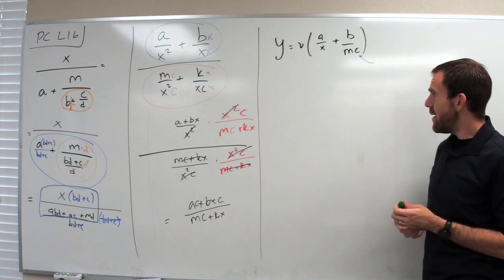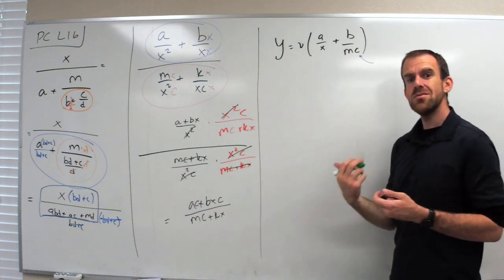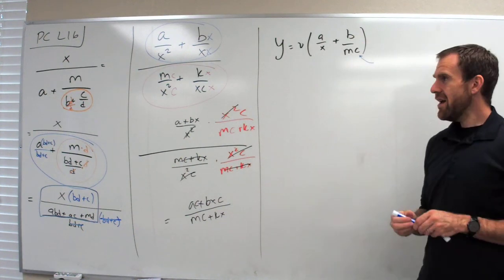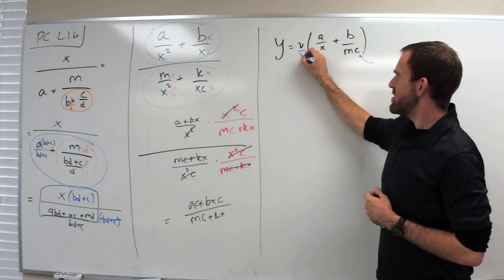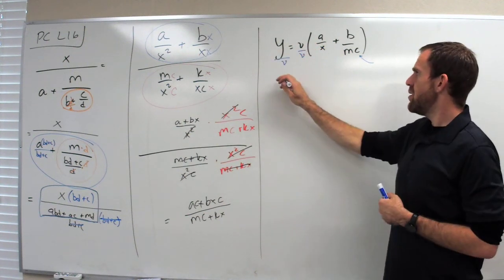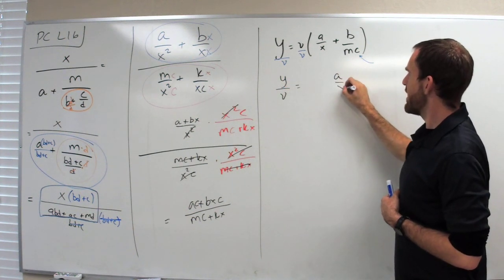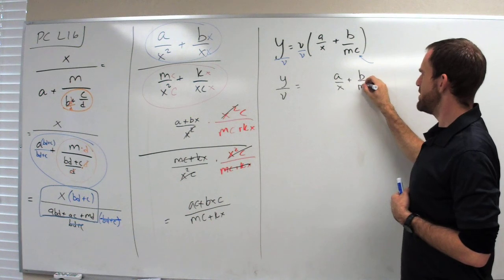So my first step, a lot of students, honestly, they distribute v. You're making too much work for yourself, okay? If you divide by v on both sides, then v is no longer a problem. We have y over v equals a over x plus b over mc.